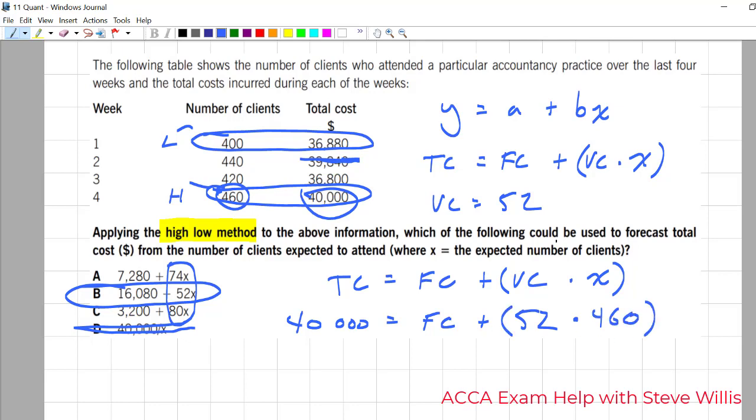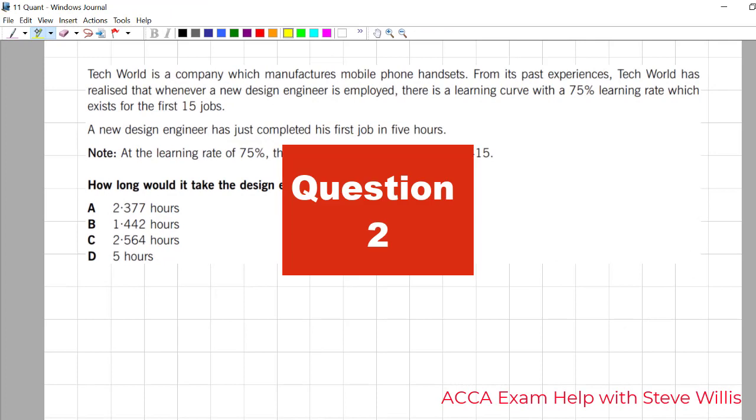Okay, now if we isolate the fixed costs over here, that's simply going to be that total cost minus the variable cost. The variable cost comes to 23,920. Okay, so we subtract that from the 40,000, guys, and the solution is then 16,080. That's how we would do the total cost. Guys, answer is B.